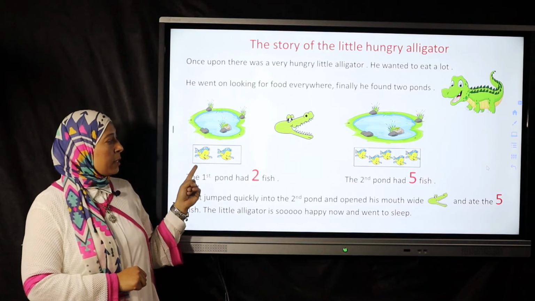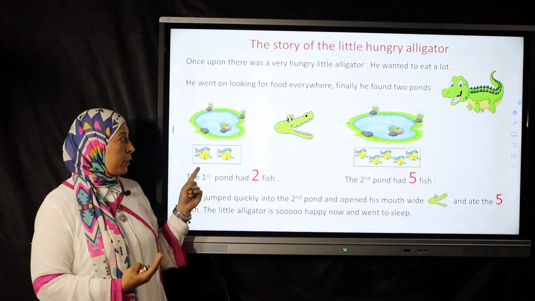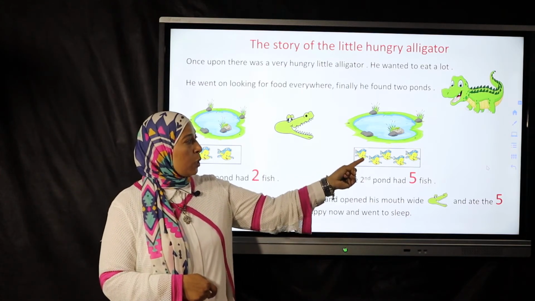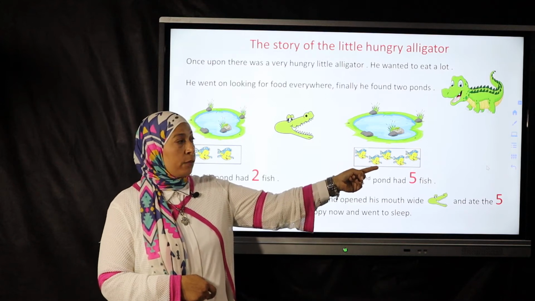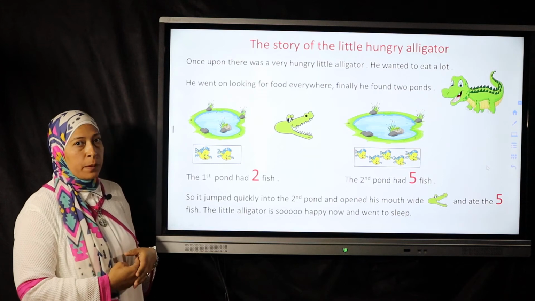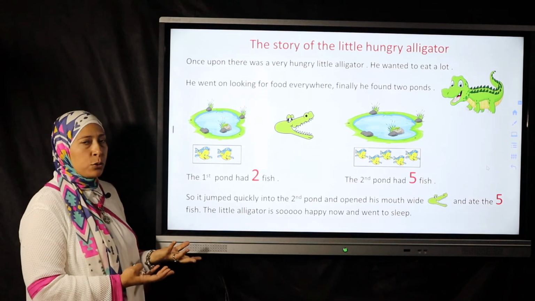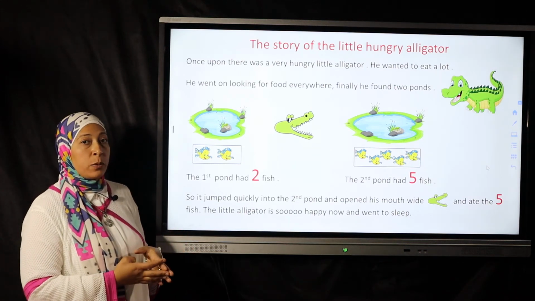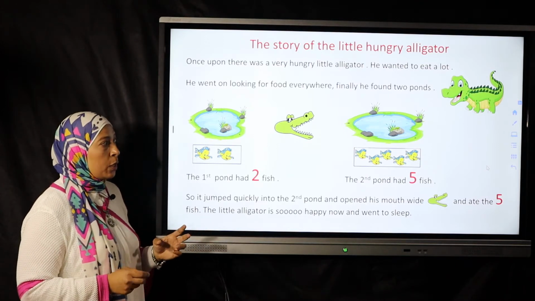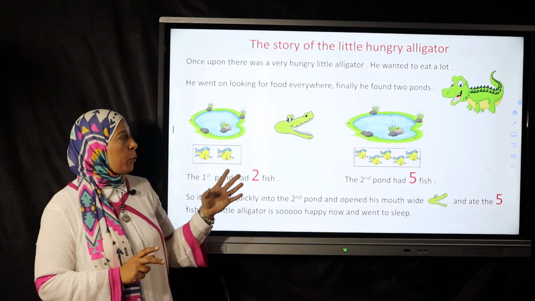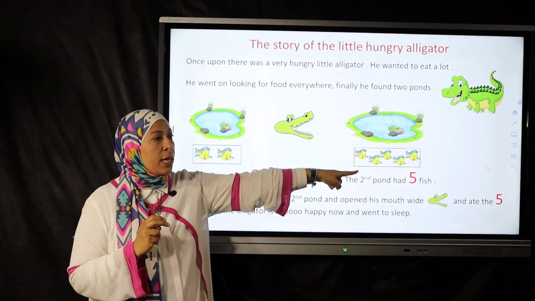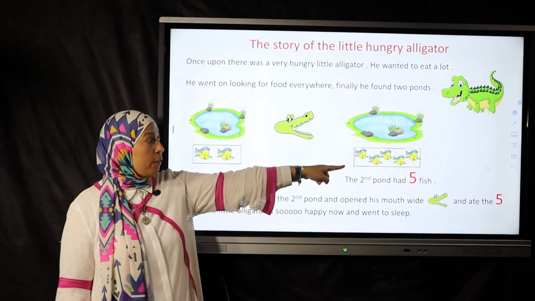The first one had inside it only two fish, but the second one had, let's count with me, 1, 2, 3, 4, and 5 fish. Okay, the alligator was very hungry. He started thinking, the two are not enough for me to eat. I want to eat the bigger number of fish, the more I can eat. So quickly he opened his mouth wide, and he jumped into the second pond, and he ate the 5 fish.